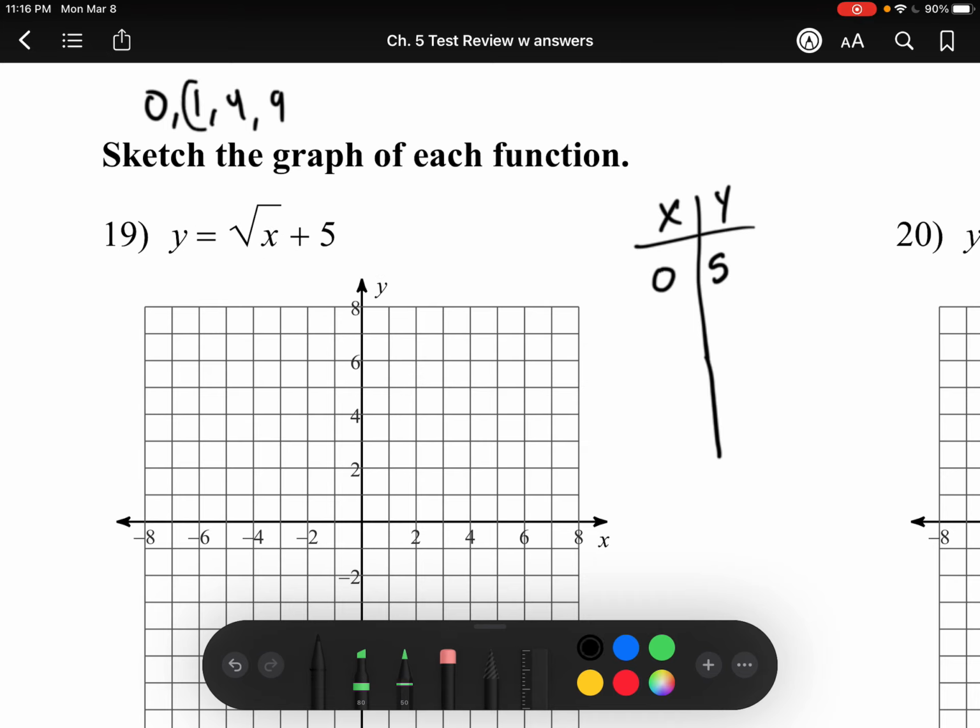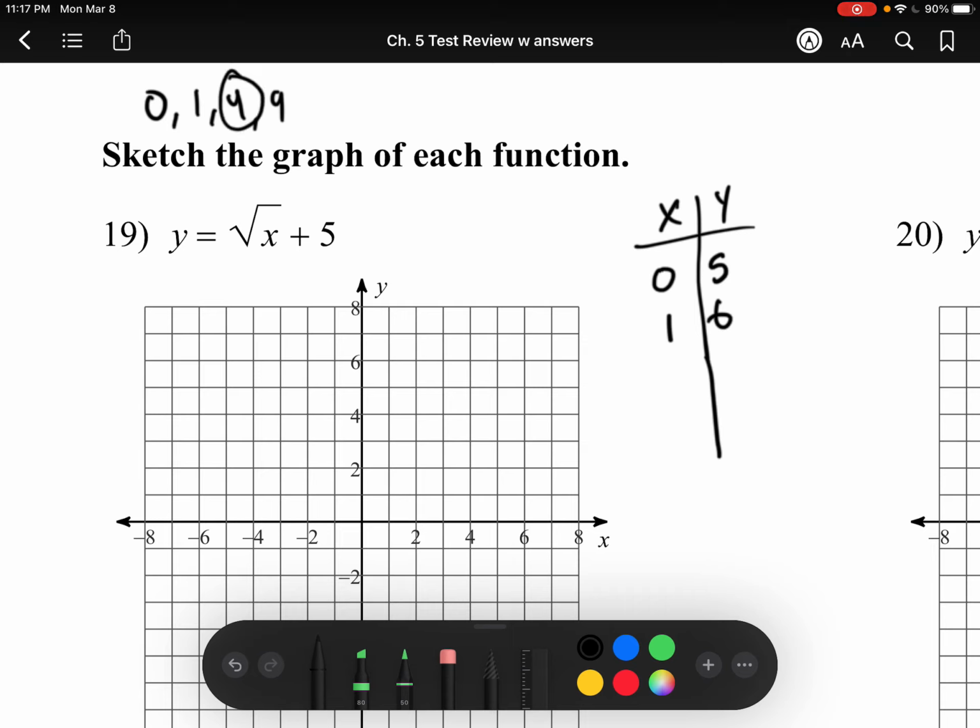Next, I want the square root of 1 because that's a perfect square. So I'm plugging in 1 for x. I'm going to write that in my x in my xy table. So I'm changing this with 1. The square root of 1 is 1. So we're left with 1 plus 5, which is equal to 6. So when you plug in 1 into this function, you get an output of 6.